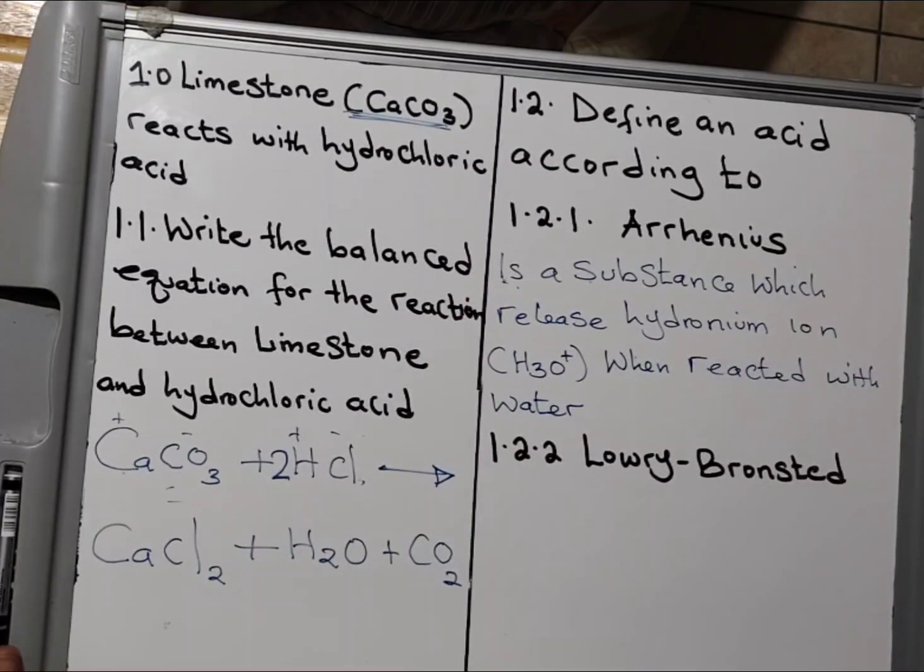That is Arrhenius. Then comes another question here. It says define an acid according to Lowry-Bronsted. What does Lowry-Bronsted say an acid is? According to these two individuals, an acid is a proton donor. So that's that.